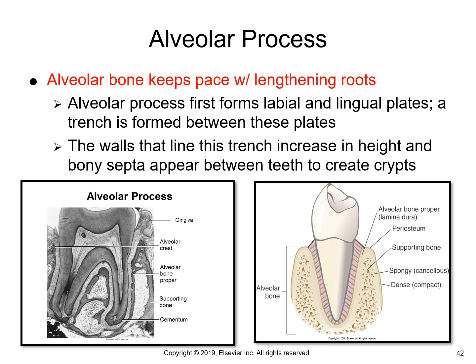As far as the alveolar process, that alveolar bone will keep pace with the lengthening of those roots. The alveolar process first forms labial and lingual plates, and then a trench is formed between these plates. The walls that line this trench increase in height, and bony septa appear between teeth to create crypts. You can see by looking at this lateral view of the tooth where the alveolar bone is. We've got the dense compact bone on the outside with the spongy cancellous bone, supportive bone, in the middle. And then the alveolar bone proper is that bony socket that houses the tooth.